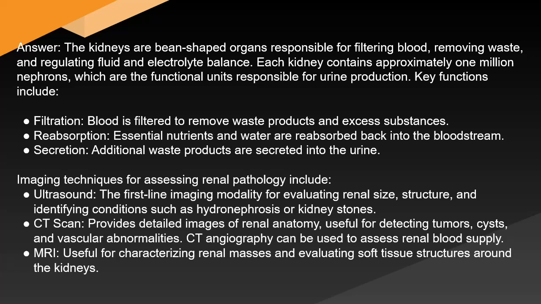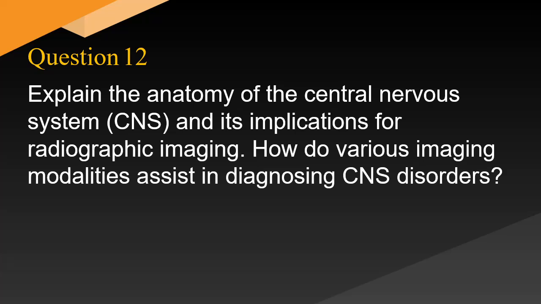CT scan provides detailed images of renal anatomy, useful for detecting tumors, cysts, and vascular abnormalities. CT angiography can be used to assess renal blood supply. MRI is useful for characterizing renal masses and evaluating soft tissue structures around the kidneys. Explain the anatomy of the central nervous system (CNS) and its implications for radiographic imaging. How do various imaging modalities assist in diagnosing CNS disorders?